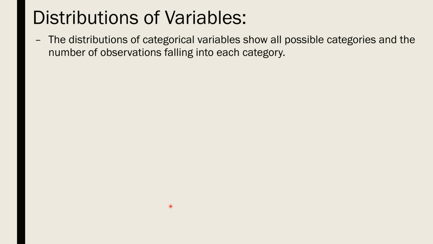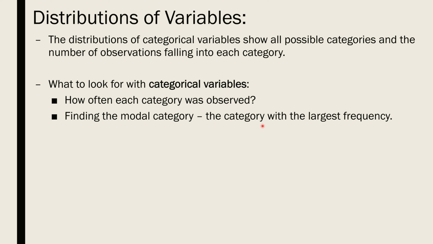Next, we are going to learn the distribution of variables. The distributions of categorical variables show all possible categories and the number of observations falling into each category. What to look for with categorical variables? First, how often each category was observed. Second, finding the modal category, that is, the category with the largest frequency.